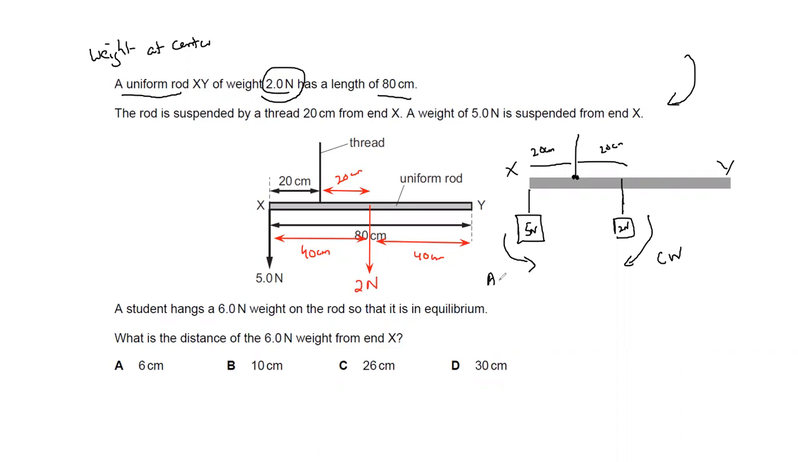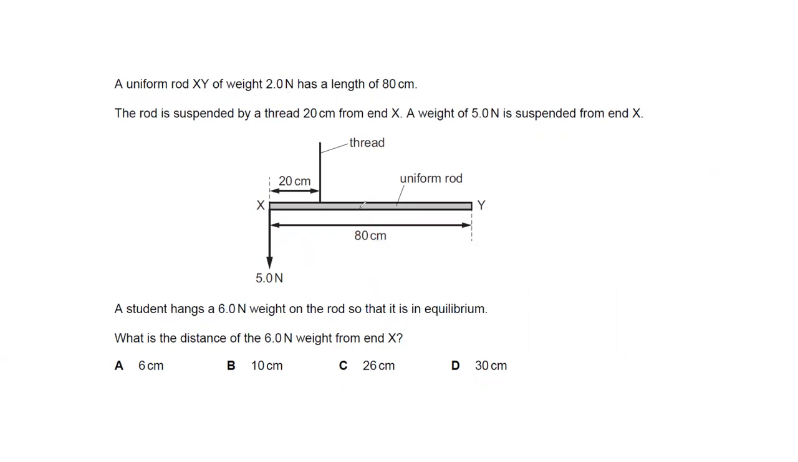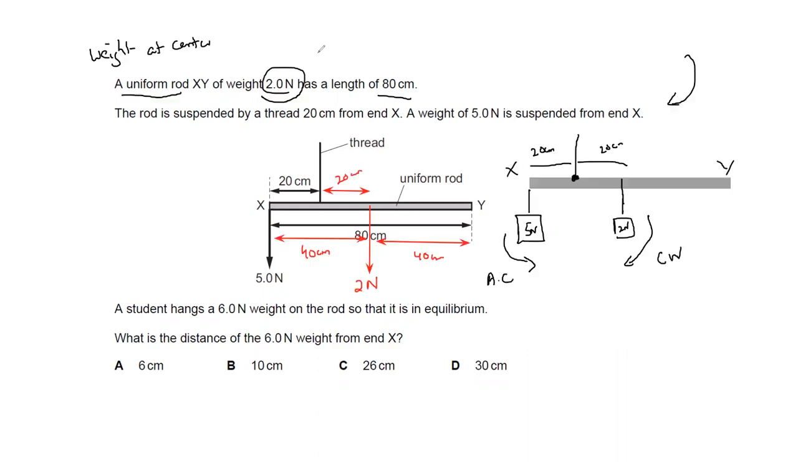So it will cause an anti-clockwise rotation. But what they mention here in the question, that a student, yeah, the thread is holding this rod, and around this the object can rotate. So because of its weight, it can rotate clockwise. Because of the 5 Newton, it can rotate anti-clockwise. But it will not be balanced.